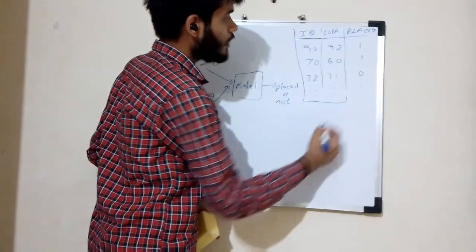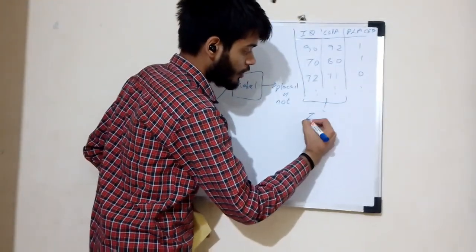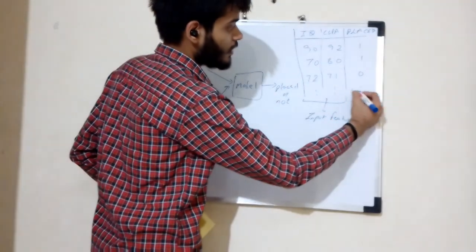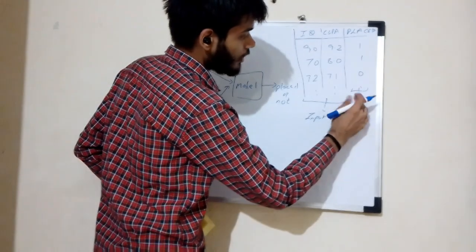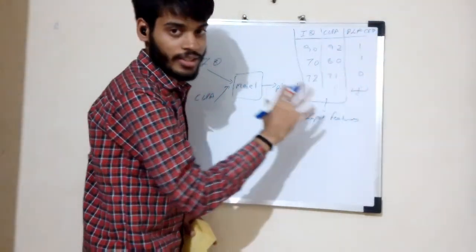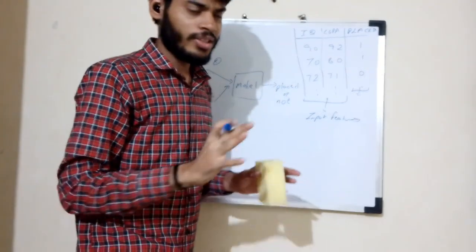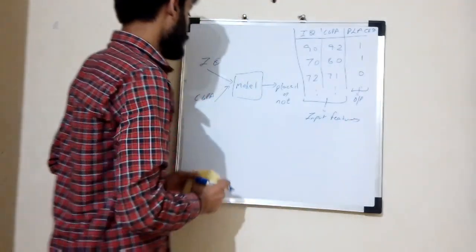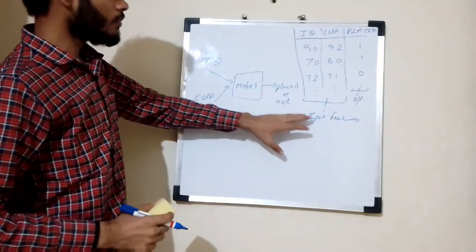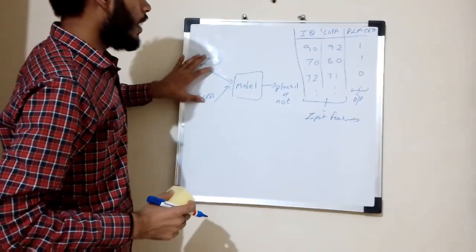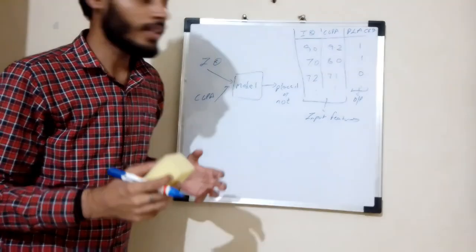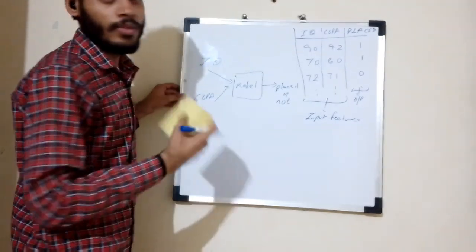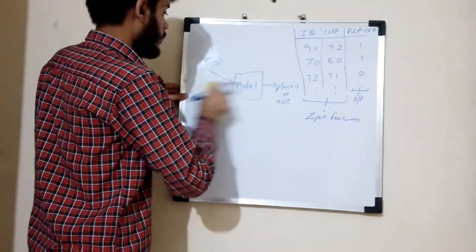Here this IQ and CGPA are my input features, and this is my predicted output. Actually, this is my training data set. Suppose these are the input features and this is my output. I provide these input features to my model, and I want to predict if the student will get placed or not. So let's have a look at how this can be understood with a neural network.